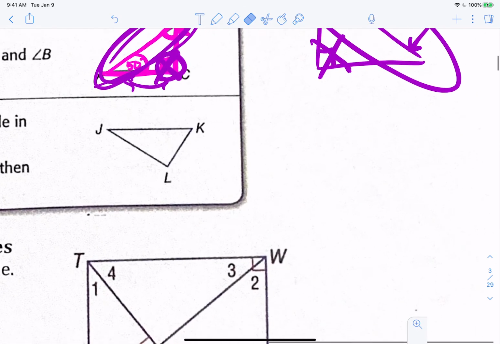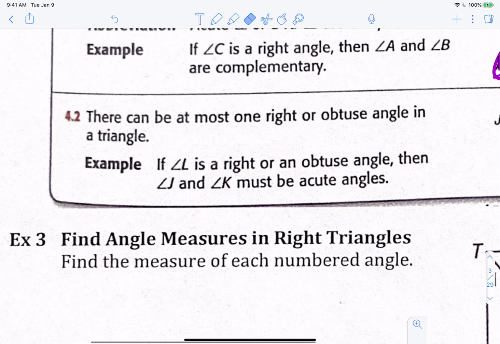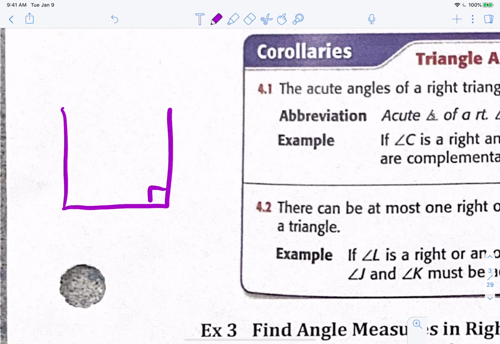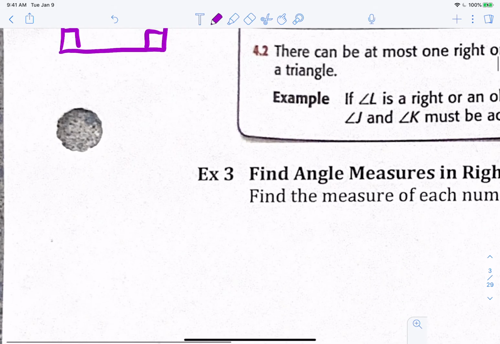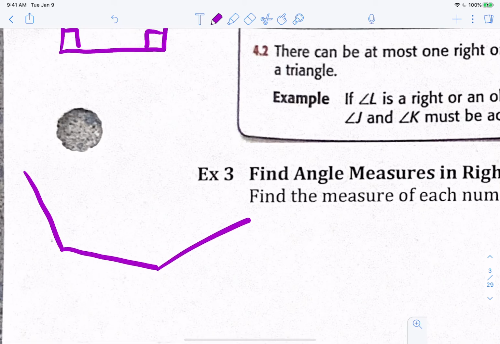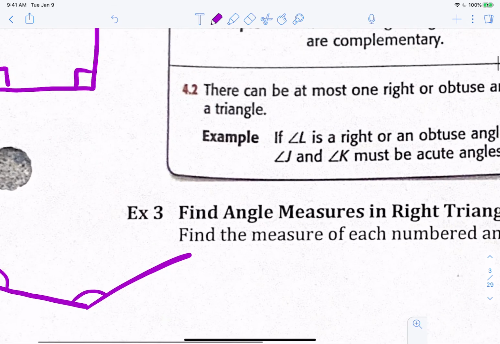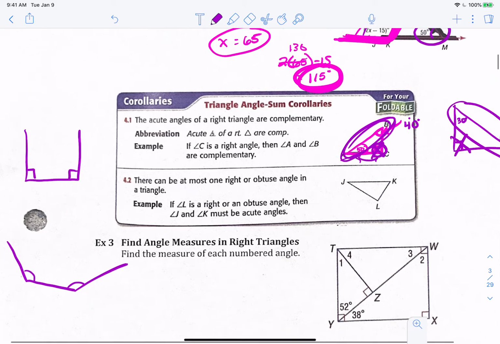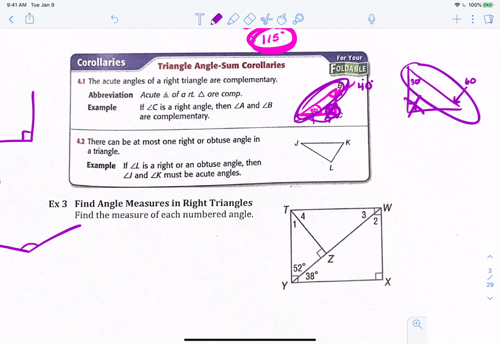Okay, all right, the last thing is saying there can be at most one right or obtuse angle in a triangle. Can you draw a triangle with two right angles? I can sure try. Here's one right angle. Here's another right angle. Can I draw a triangle that has two right angles? No, because those are not touching each other. Here's an obtuse angle, and I want to draw another obtuse angle. Those are my two obtuse angles. Can I make a triangle? No, because a triangle only contains 180 degrees. It won't work. So that's what corollary 4.2 says.